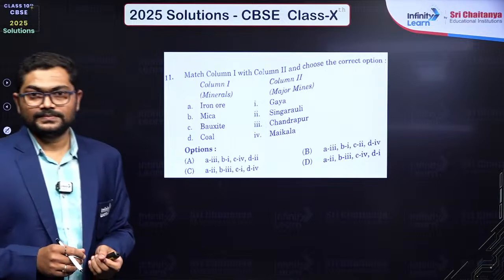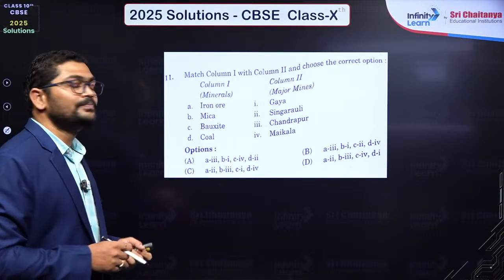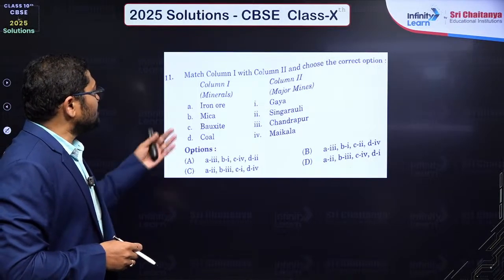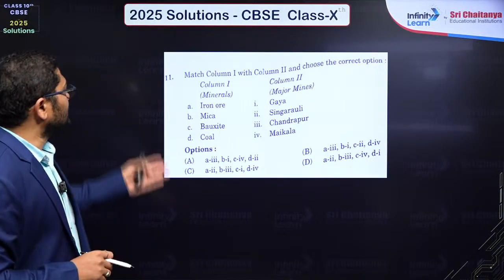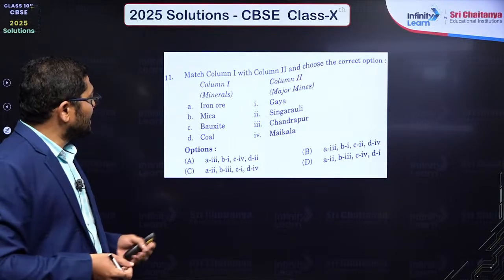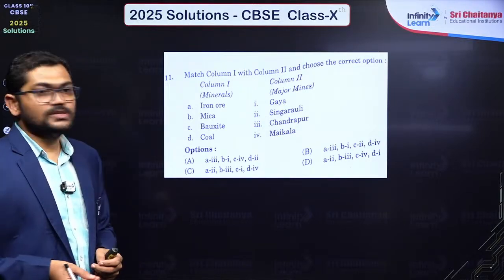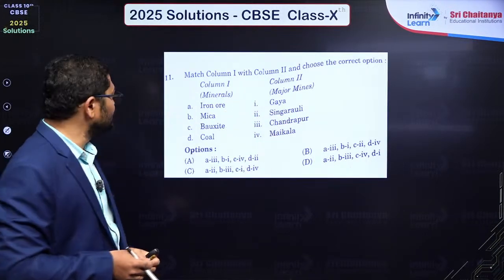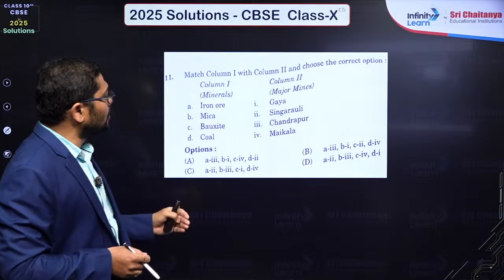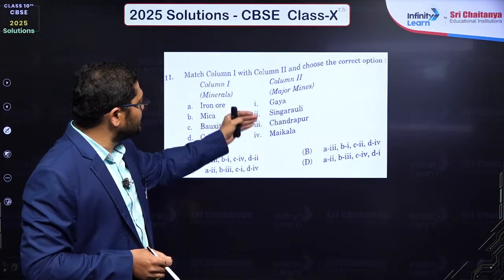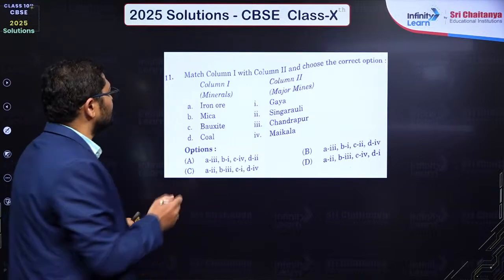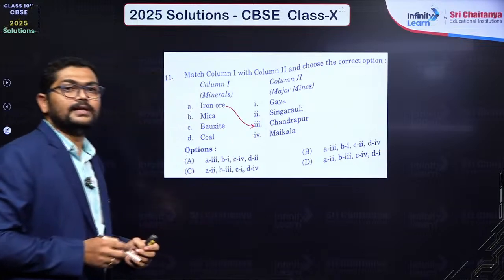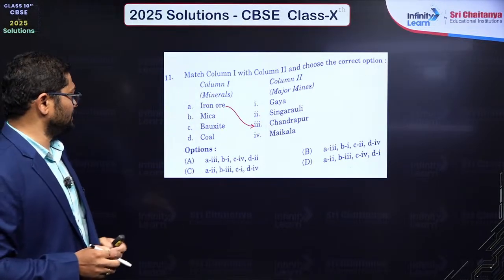Again we have a matching question, from minerals and energy resources, chapter number 5. Match column 1 with column 2 and choose the correct option. In column 1, the mineral names are given, and in column 2, major mines are given. We need to find out which mineral is related to which major mine. We have iron ore, mica, bauxite and coal, and on the other side Gaya, Singrauli, Chandrapur and Maikala. Iron ore is related to Chandrapur, where we have an iron ore belt.